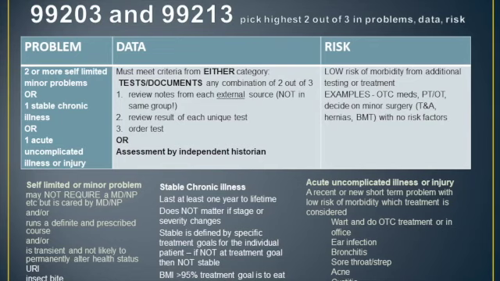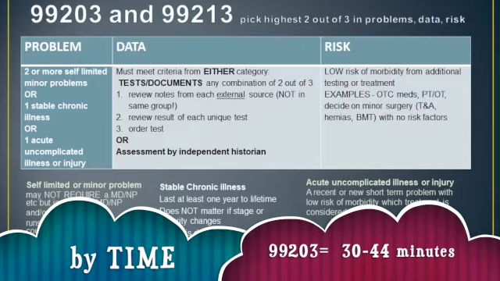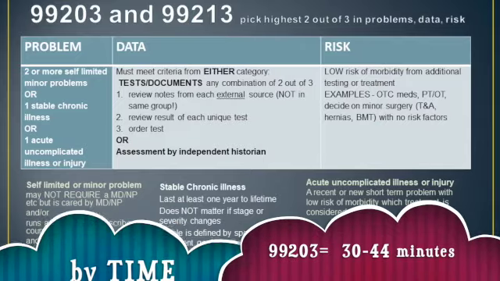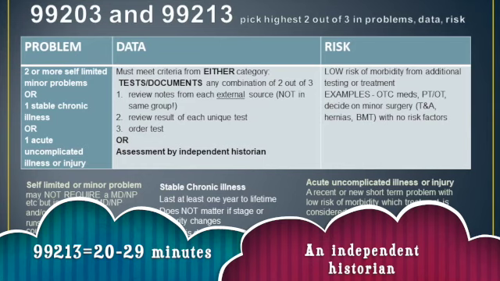So the illness would have to be controlled. In data, you have to meet criteria from either category. And again, this is another reason why I think most of our visits are 99213, because most of our histories are assessments by independent historians.